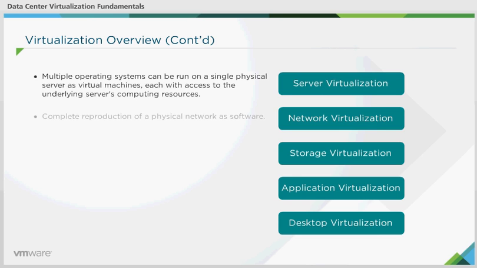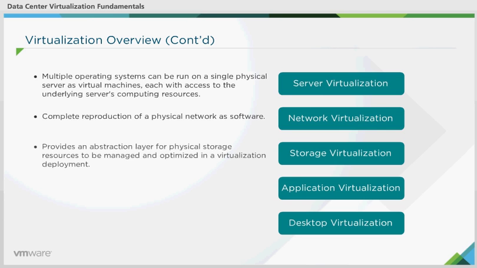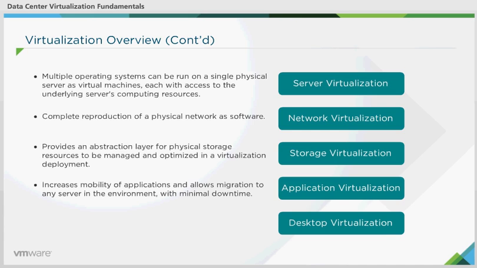Network virtualization is the complete reproduction of a physical network as software. Storage virtualization provides an abstraction layer for physical storage resources to be managed and optimized in a virtualization deployment. Application virtualization increases mobility of applications and allows migration to any server in the environment with minimal downtime by decoupling the application and operating system from the server hardware. Delivering virtualized desktops and applications to branch offices, outsourced and offshore employees, and mobile workers on iPad and Android tablets helps reduce costs and increase service.